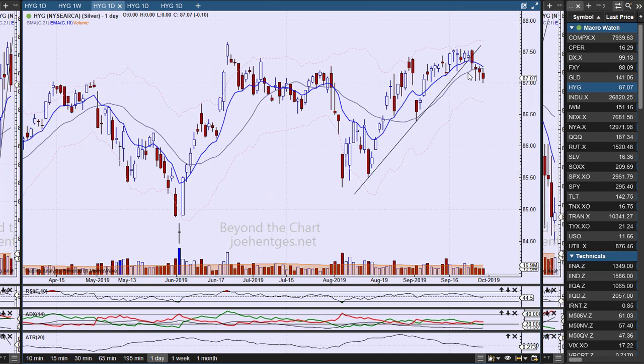Let's take a look at the high yield bond fund. HYG seems to be telling us risk off. It's closed below that 10-day moving average for the last 4 days. It's been down 5 days in a row. It sure looks like it's trying to roll over. It's broken this trend line in here.